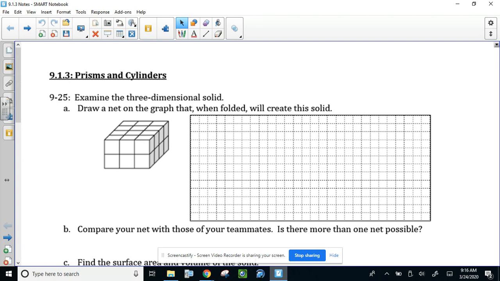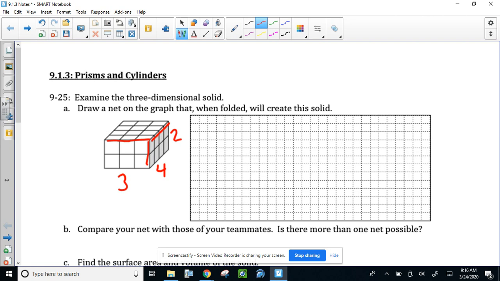So the first thing we have here is asking us to draw a net on the graph that when folded will create this solid. So we can see here our solid that we've got shown is a prism. It's a rectangular prism because it has a rectangular base. And its dimensions, we can see here, it's 3 wide. It is 4 deep and 2 tall. So 3 by 4 by 2 is what we would call the dimensions.